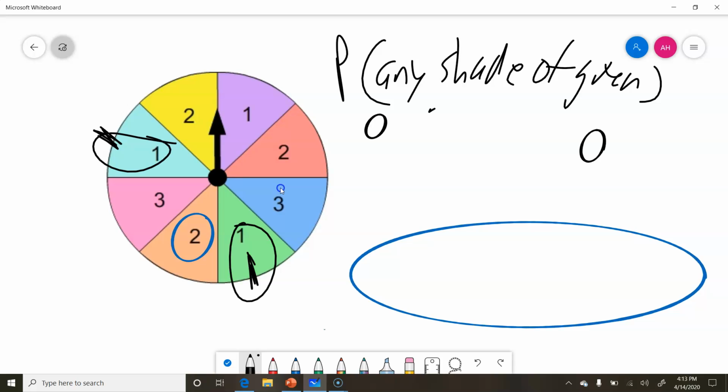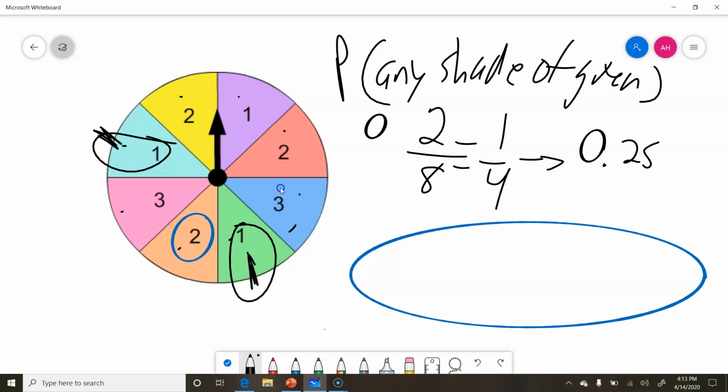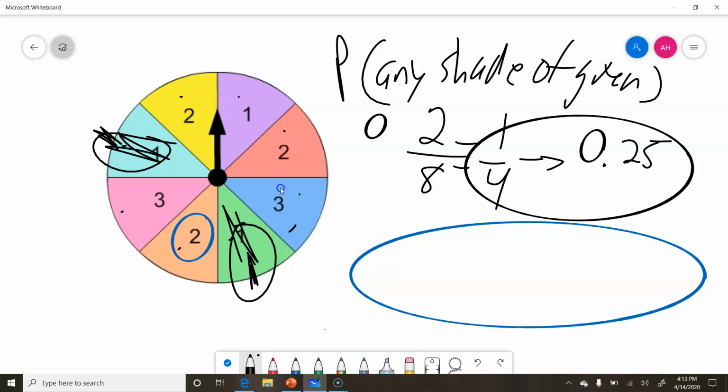1, 2. So I got 2 out of, and guess how many I still have? 1, 2, 3, 4, 5, 6, 7, 8, which is 1 over 4, or that equals 0.25. And there's my answer. 1/4 or 0.25, any that are green, counting those two as green.